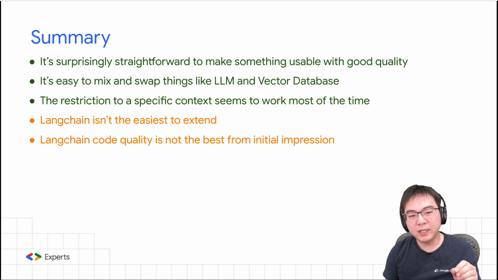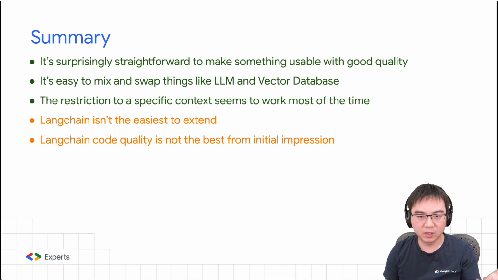And it's really easy to mix and swap things like LLMs and vector databases. As in some of the examples I've given, you can easily swap between the OpenAI ones and the Google ones, on the LLM part and on getting the embeddings. Then if one doesn't work as well as the others, you can swap it out to use something else without changing much of your code.